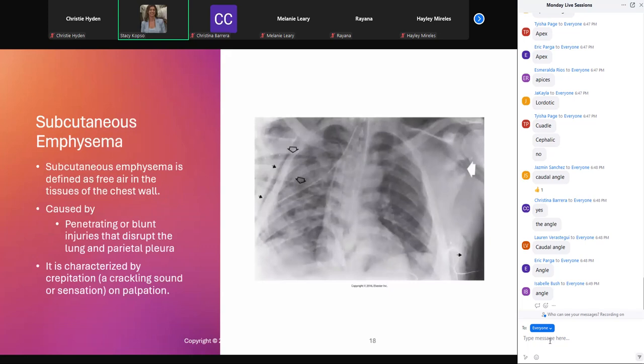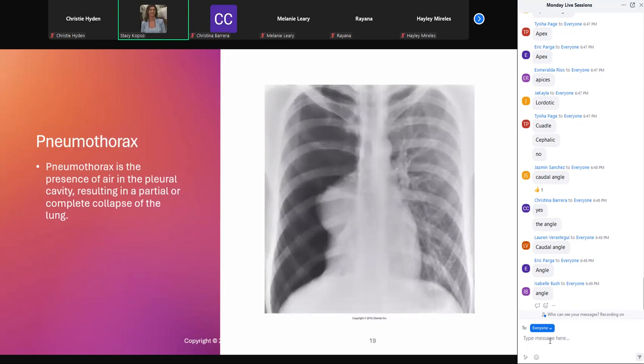Subcutaneous emphysema. This is free air in the tissues of the chest wall. It's usually characterized by a crackling sound on palpation. This one always fascinated me. It's crazy looking.